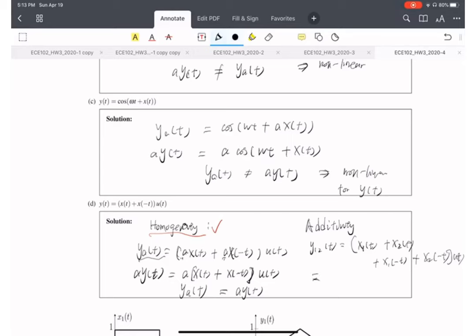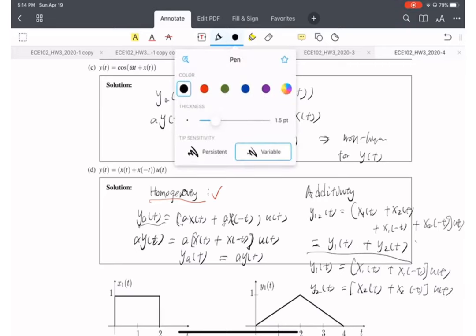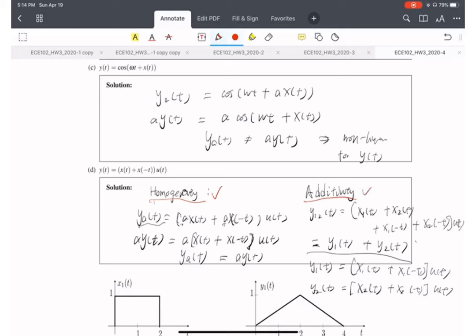We can find that it can be decomposed into y1(t) plus y2(t). If you want to make the proof more rigorous, you should predefine that y1(t) is the output of x1(t), namely, and y2(t) should be the output of x2(t). Because we have checked that this system conforms to both homogeneity and additivity, the system is linear.